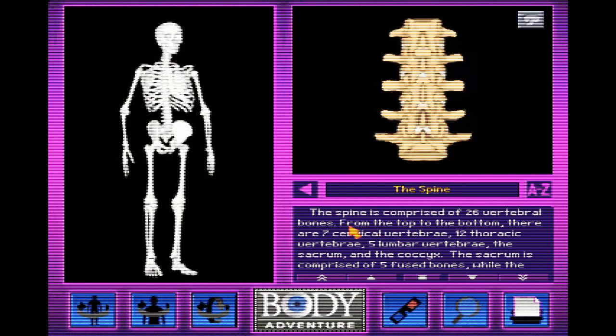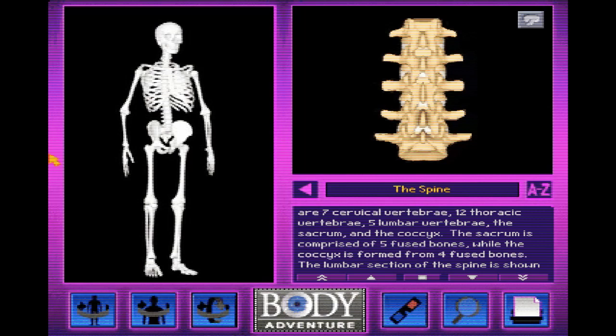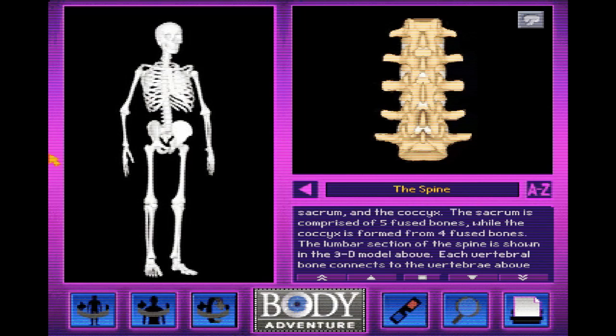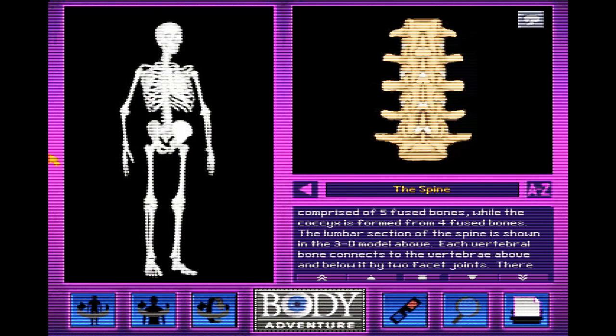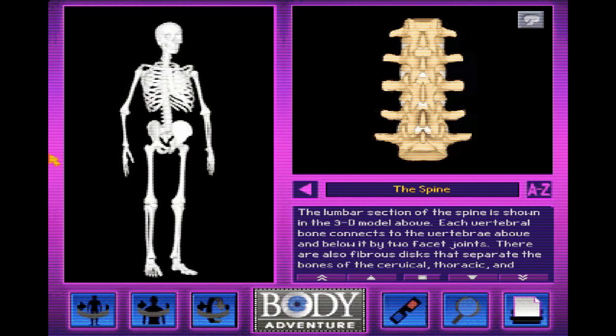The spine is comprised of 26 vertebral bones. From the top to the bottom, there are 7 cervical vertebrae, 12 thoracic vertebrae, 5 lumbar vertebrae, the sacrum, and the coccyx. The sacrum is comprised of 5 fused bones, while the coccyx is formed from 4 fused bones. The lumbar section of the spine is shown in the 3D model above.